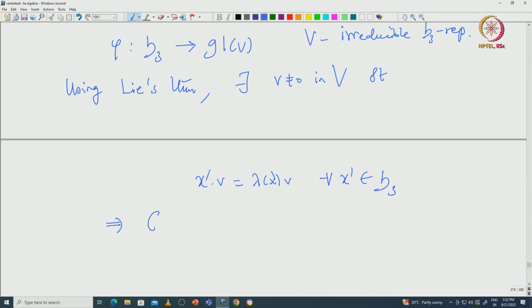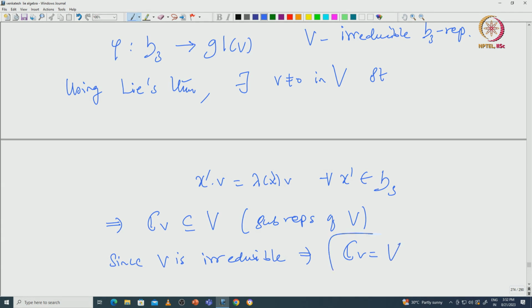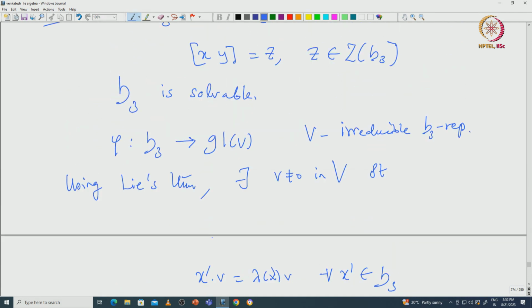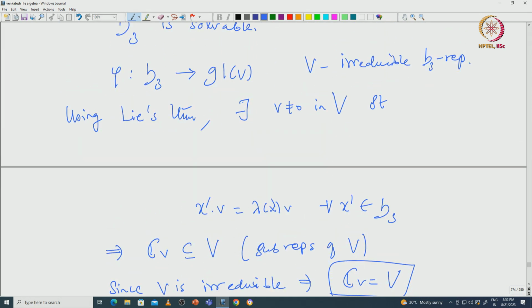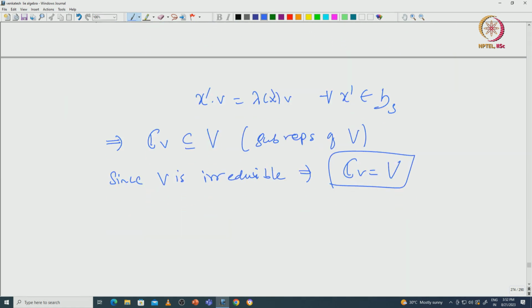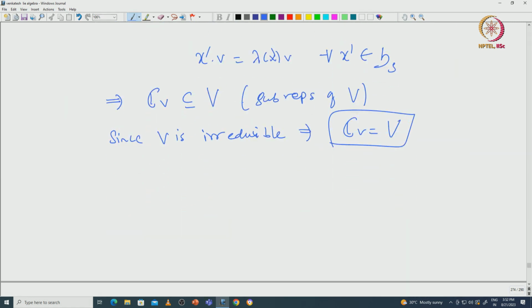That means the space generated by Cv inside V becomes a sub-representation of V. But since V is irreducible, that will imply that Cv equals V. So because H3 is solvable, all the irreducible representations of H3 must be one dimensional, and this is true for any finite dimensional solvable Lie algebra. That is an immediate consequence of Lie's theorem.